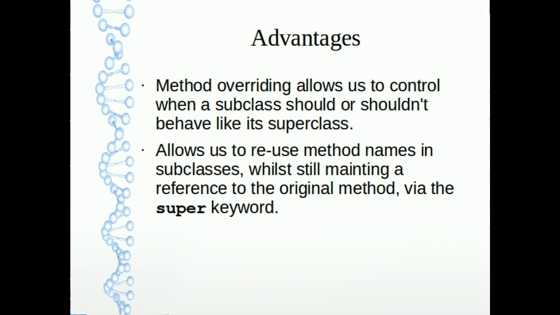The good thing about method overriding is that it allows us to control when a subclass should or shouldn't behave like its superclass. And it allows us to reuse method names in subclasses while still maintaining reference to the original method via the super keyword.